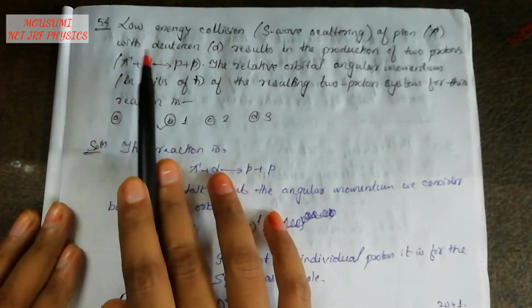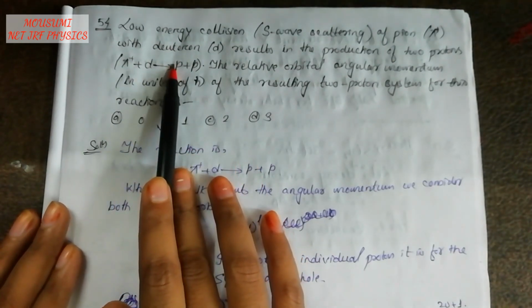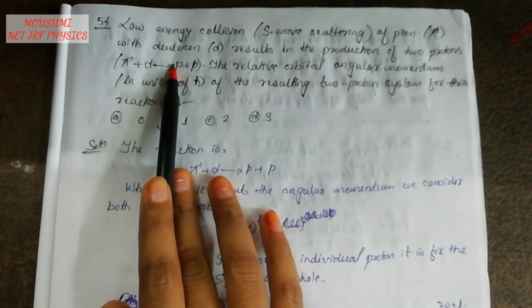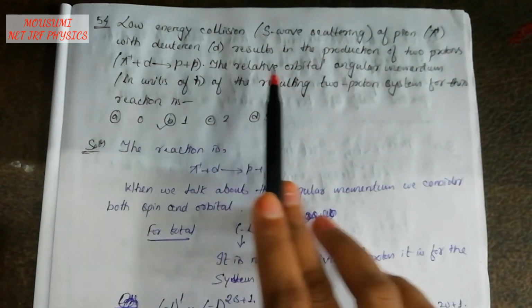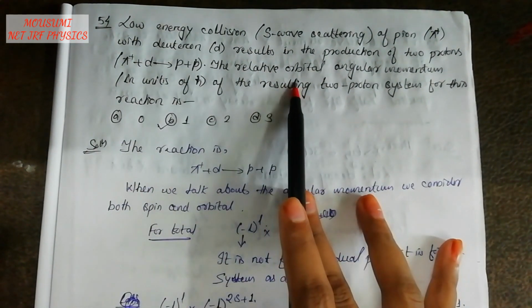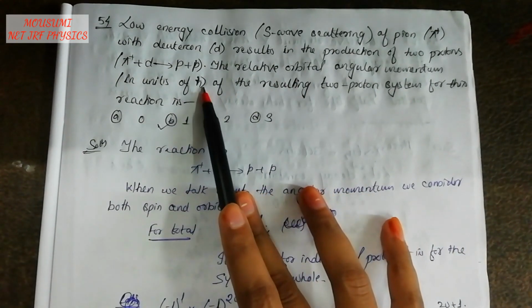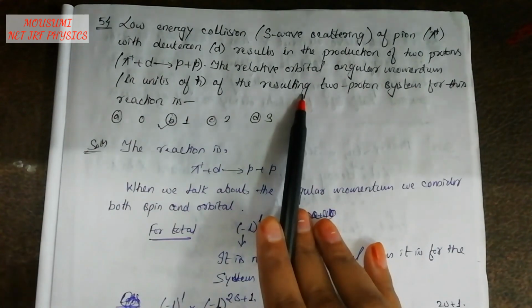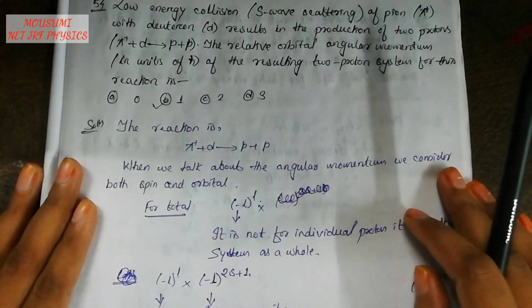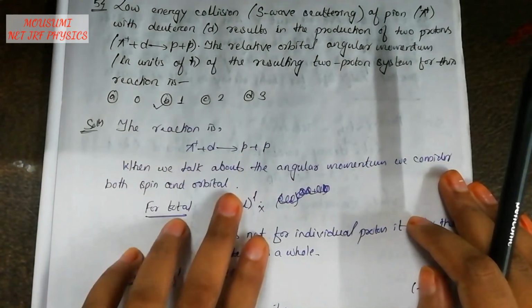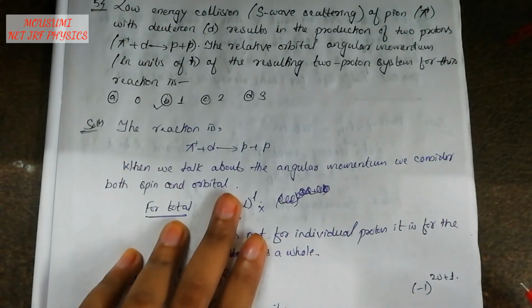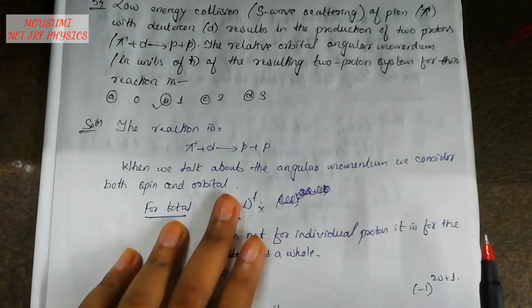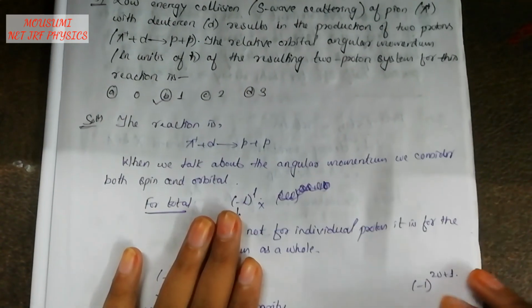So this is the reaction showing the low energy collision of pion with deuteron, and it produces 2 protons, and we are asked to find the relative orbital angular momentum in the unit of h bar of the resulting 2 proton system for this reaction. Okay, so firstly we have written the reaction, and whenever we are talking about the orbital angular momentum, then we will consider both the spin and the orbital.